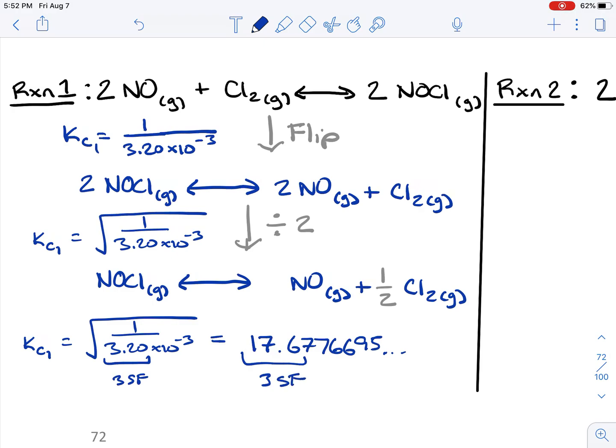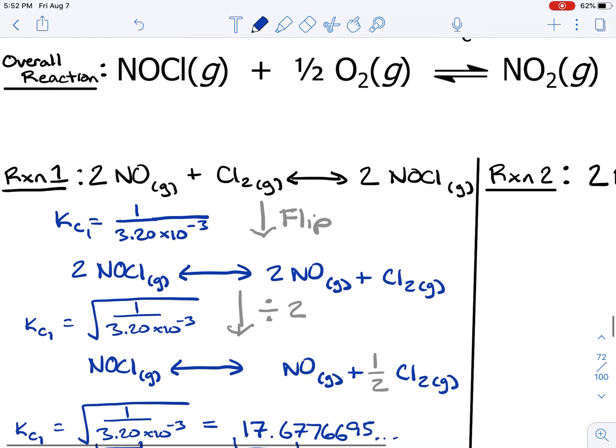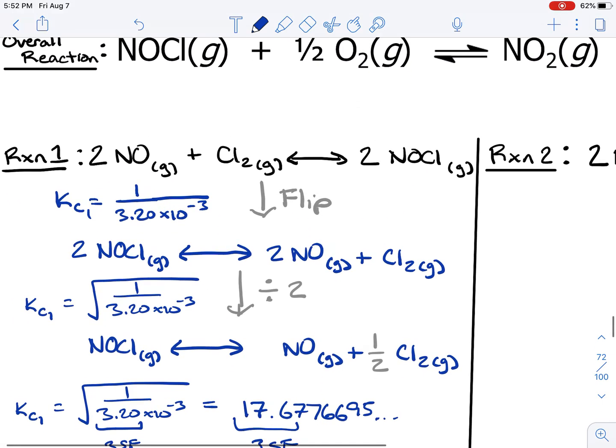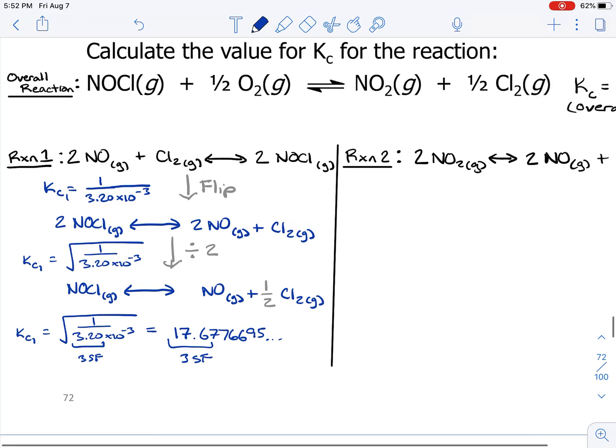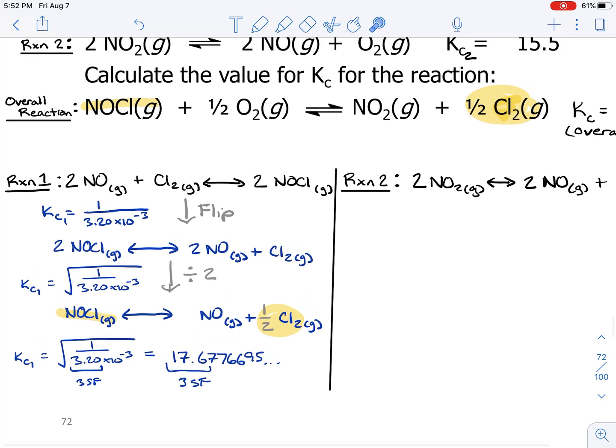All right. So that's pretty much it for NOCl. And so if you guys look, we have NOCl on the left, and it turns out this manipulation also allows us to get 1/2 Cl2. Okay, so we kind of hit two birds with one stone. And NO is not in this chemical reaction, so therefore we're done with reaction 1.